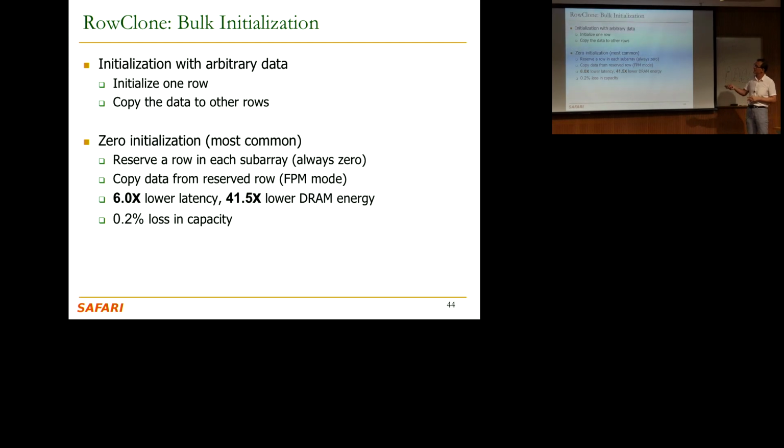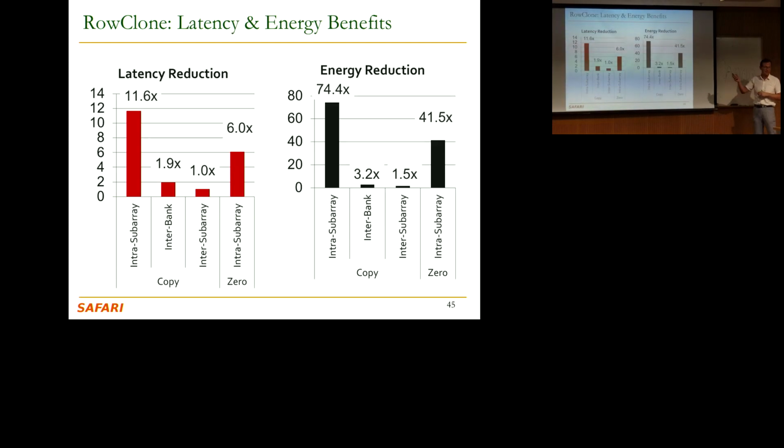And these are the results that we find based on bulk initialization. Zero initialization is the most common. You reserve a row and copy data from the reserved row. And this leads to 6x lower latency and 41x lower DRAM energy. And this is the summary of the results.